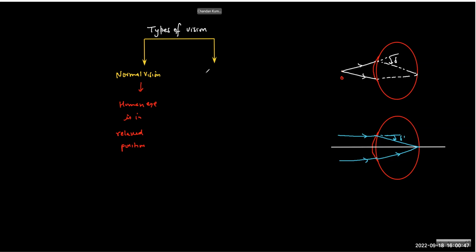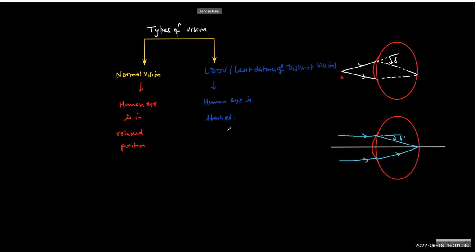Anyway, so we have some other reason also. The other type of vision is called LDDV, the least distance of distinct vision. So what LDDV does, it gives you the best possible magnification under the stress condition. So the human eye is trained. Okay. And definitely what will happen with age, this part will be difficult.